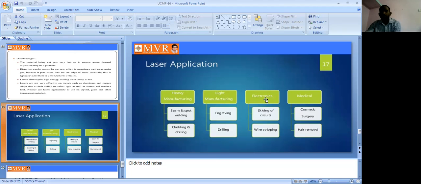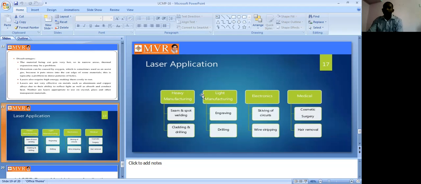When it comes to electronic industries, we use it for scribing of circuits, and wire stripping can also be done. Next is medical. In medical also, we can use laser beam machining for cosmetic surgeries and hair removal. So these are the very important applications for the laser beam machining process.